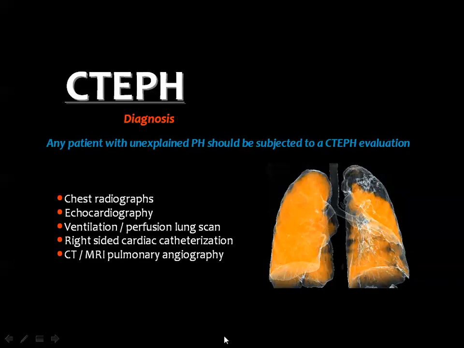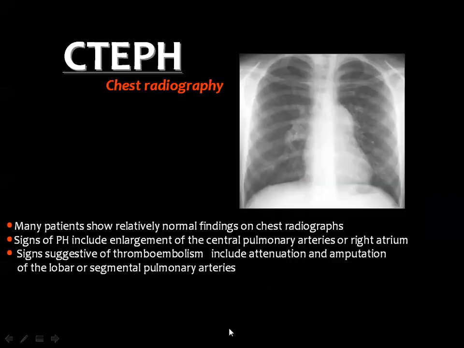Then, whenever CTEPH is suspected, any patient with unexplained pulmonary hypertension should be subjected to a CTEPH evaluation. And this evaluation includes the chest radiograph, echocardiography, ventilation perfusion scan, right-sided cardiac catheterization, CT or MRI, and pulmonary angiogram. Then the chest radiography may show signs of pulmonary arterial hypertension. You all know them: enlargement of the main pulmonary artery segment, dilatation of the central branches, and peripheral attenuation of the vascular markings.